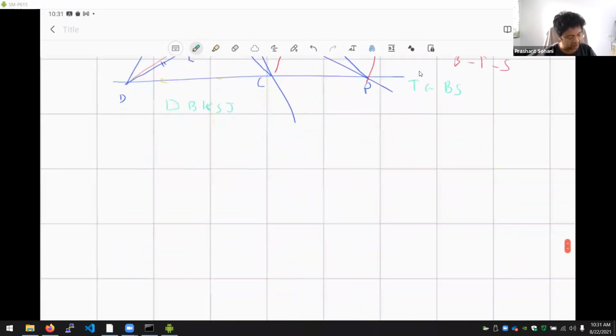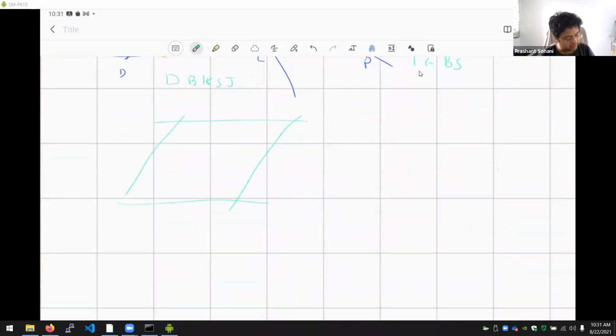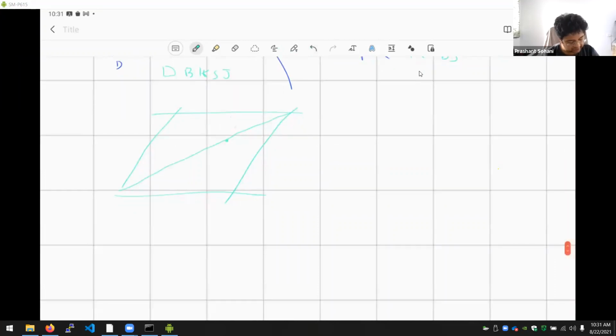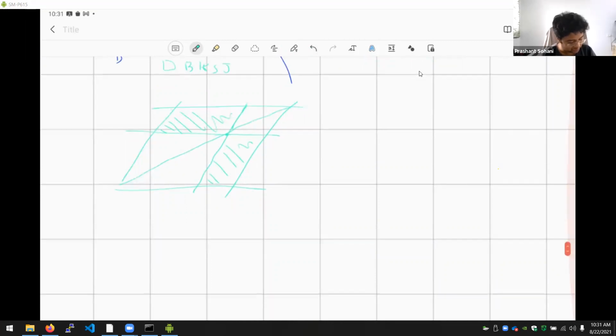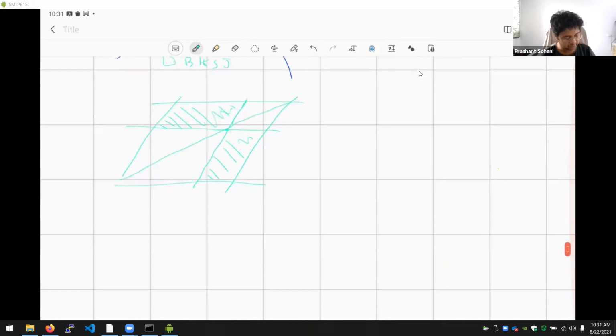So as it turns out, there is a property. This is a separate lemma: if you have a parallelogram and you take any point on the diagonal, and I draw the lines parallel to the sides like this, I get two areas here, this area and this area. As it turns out, these two parallelograms are equal in area. The property is in fact if and only if.